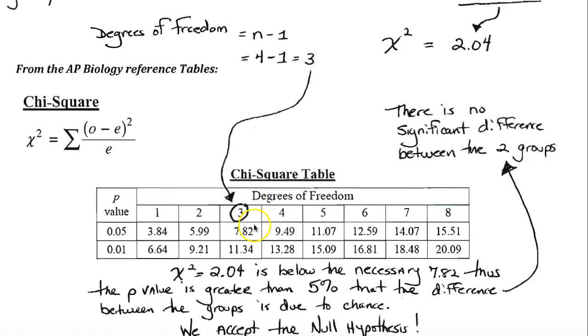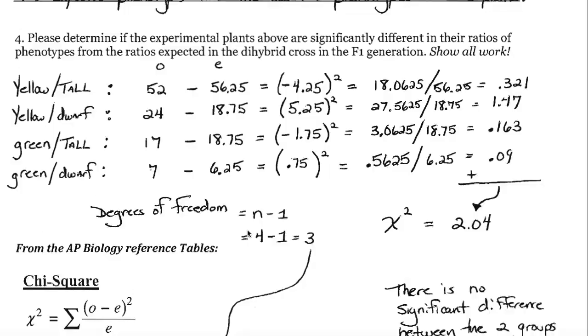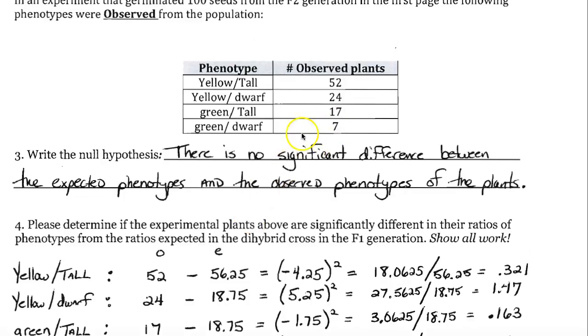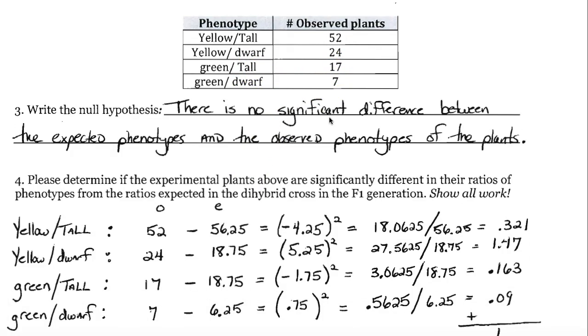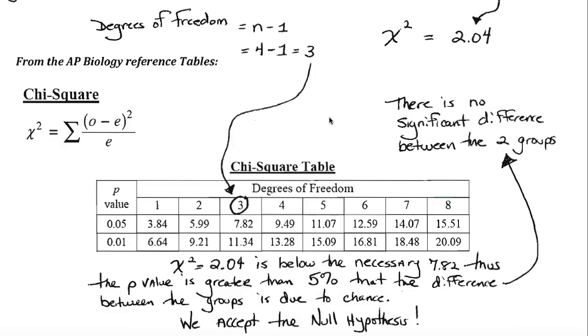So the support for the null is upheld. We accept the null because my chi-squared is below 7.82. Our p-value is way above 5%. And therefore, we say that the expected and the observed are the same, and the only difference that we're getting is due to chance events. All right, very important. In this example, we accept the null, and this is what we're doing in our fast plant lab. Any case, hope that helped.